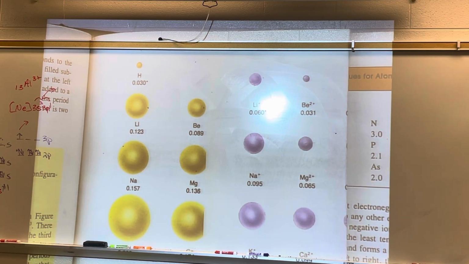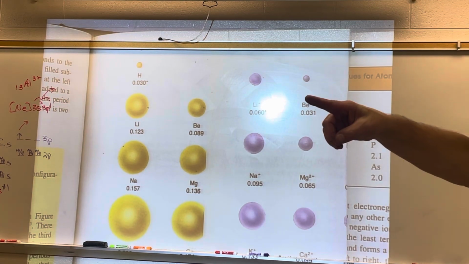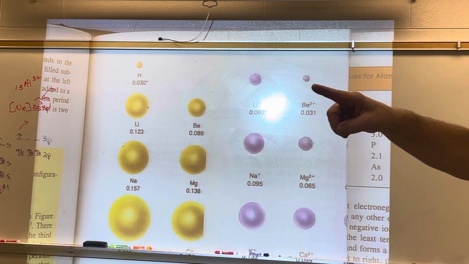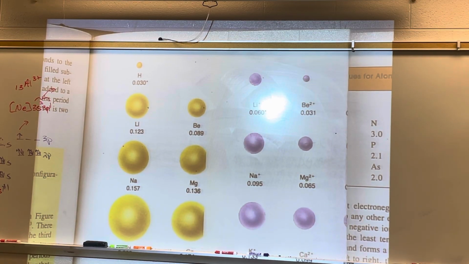Cations are significantly smaller than the atoms from which they came, because the electrons are different. He's losing an energy level. What's your answer again? Because the ions have lost their valence shell. The ions have lost their valence shell.